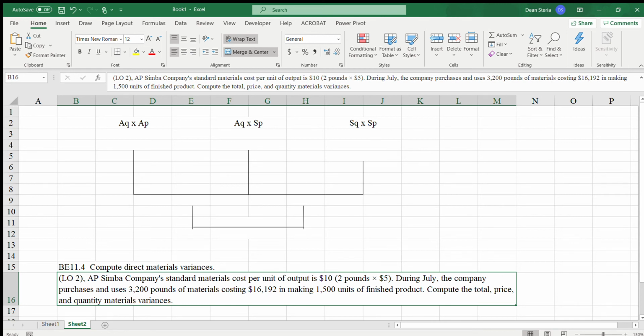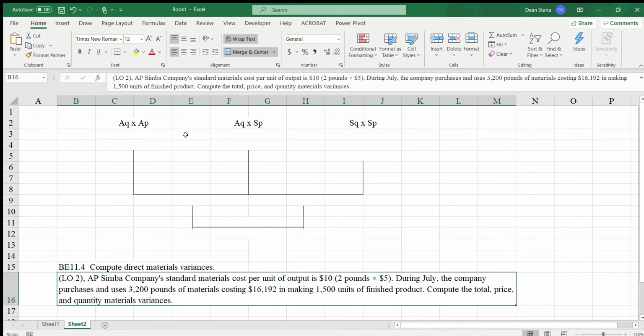Here we're going to determine the price, quantity, and total variance for direct materials. As you can see, I have it set up here because the way we're going to do it is actual, standard, standard, standard. Okay, so my actual quantity times my actual price, which is what I actually paid. That's what I really paid for this.